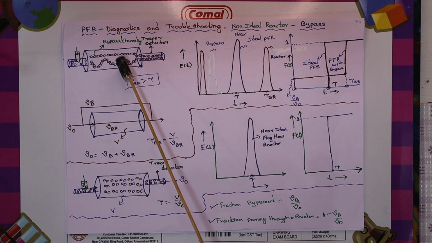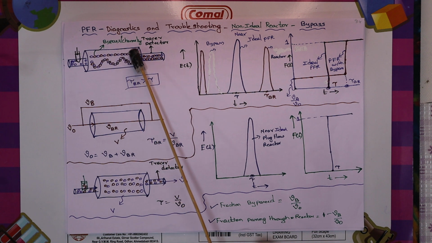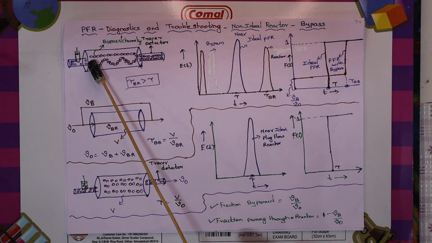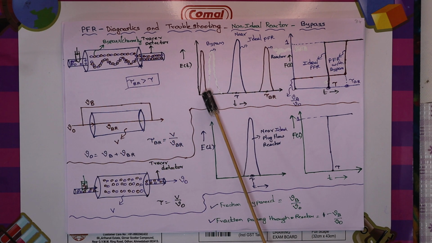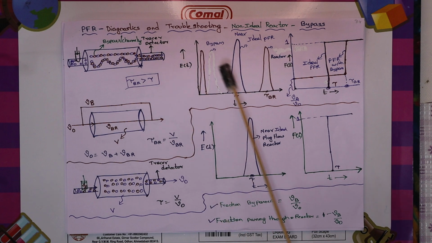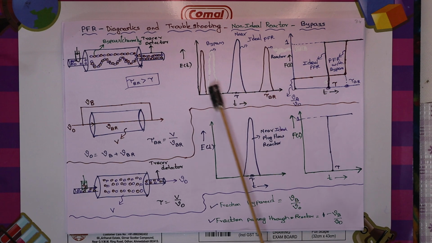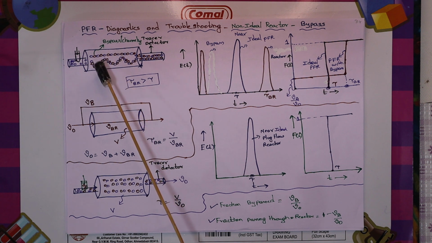Now let us compare these with the non-ideal E of t, that is, the residence time distribution curves. If there is a bypassing issue in the reactor, what happens? A certain amount of tracer molecules exit the reactor early, and the remaining molecules, which travel through the reactor and contribute to the conversion, come out late. That means you should see two peaks. One is the early peak, which is due to the bypassing of molecules, and the second is the main peak, which contributes to the reaction and conversion in the reactor. That means you are identifying more than one peak, which indirectly means there is a bypassing issue in the reactor.